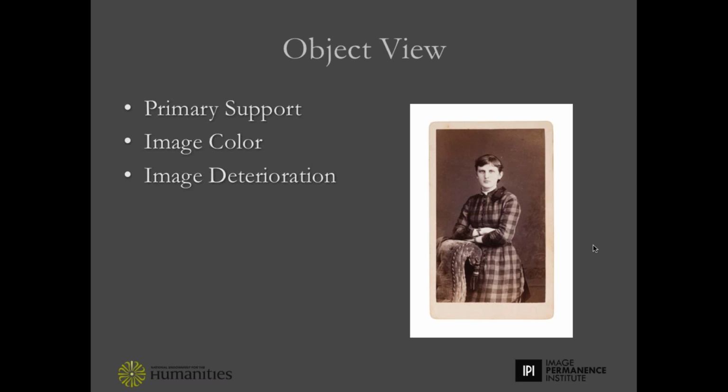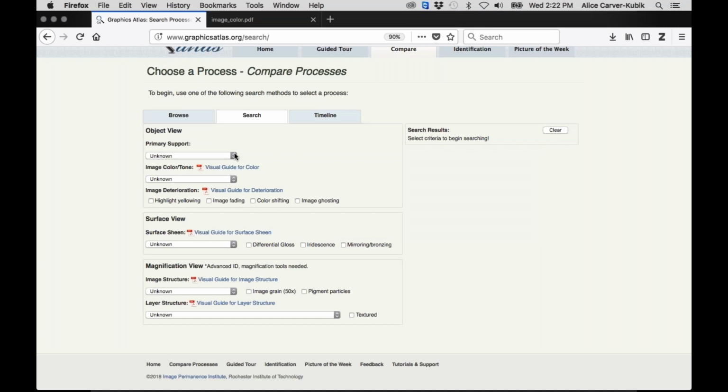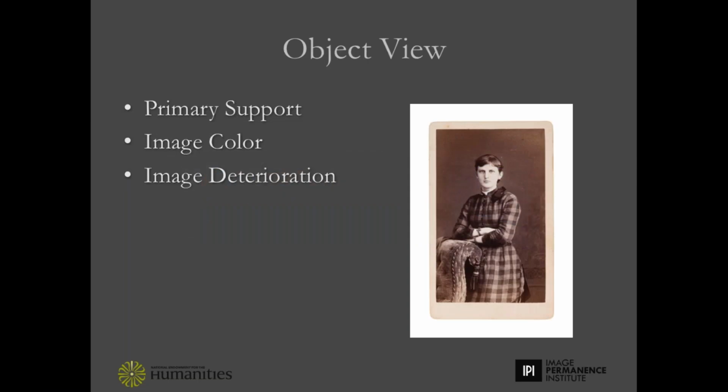So let's toggle back to the website, and we're going to select paper as our primary support. Paper. So there you go. It's filtered out everything that doesn't have paper and given us only objects that have a paper support. But that gives us 169 results. So we need to keep going.